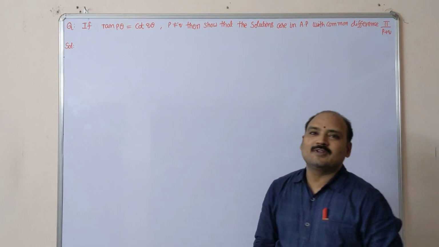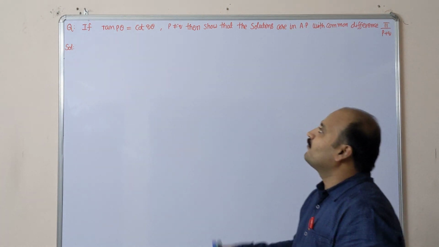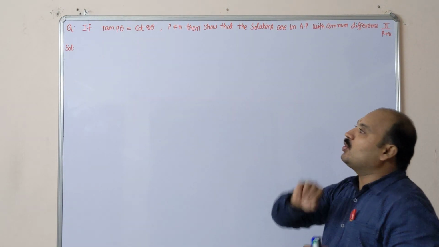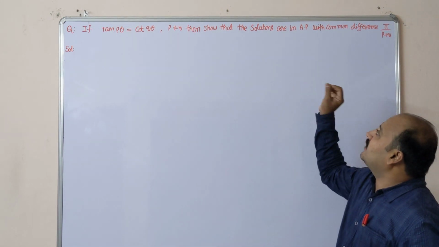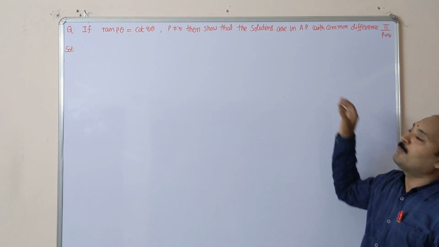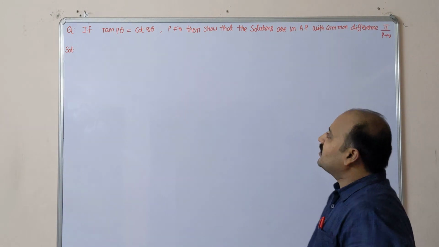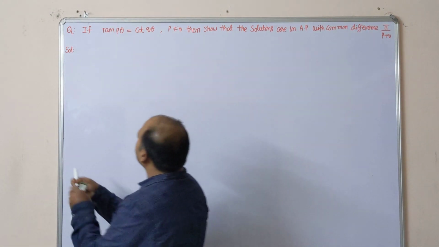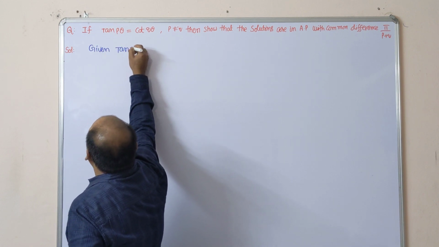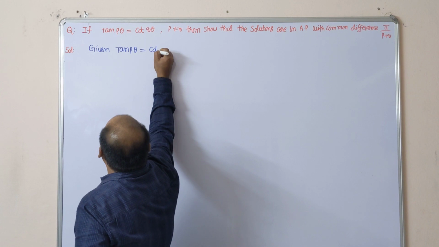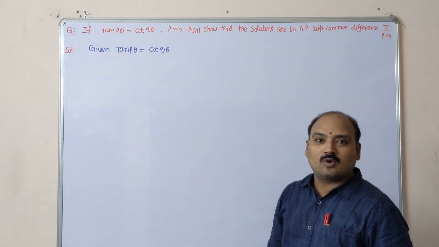The next question, this is also a general solution related to tan theta equal to tan alpha, dear students. If tan p theta equal to cot q theta, p is not equal to minus q, then show that the solutions are in arithmetic progression with common difference pi by p plus q. So first, as it is, we'll write it. Given tan p theta equal to cot q theta.